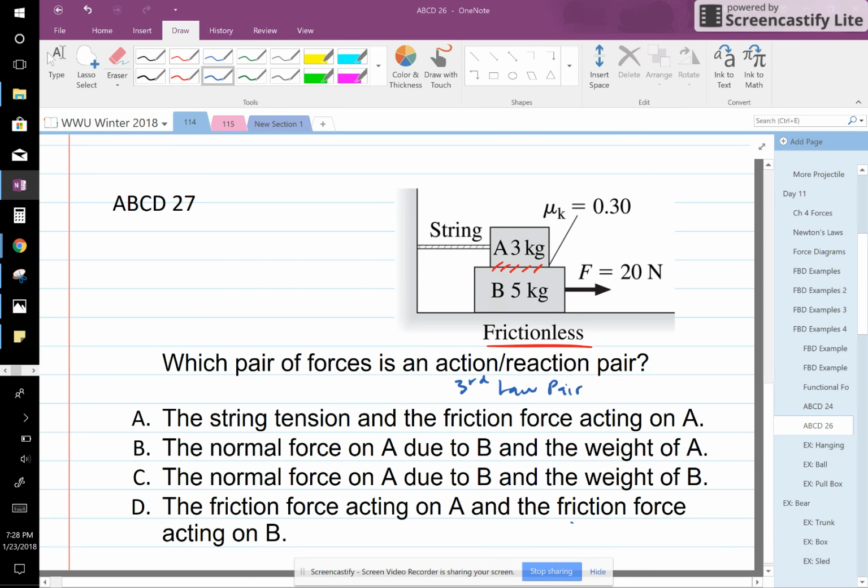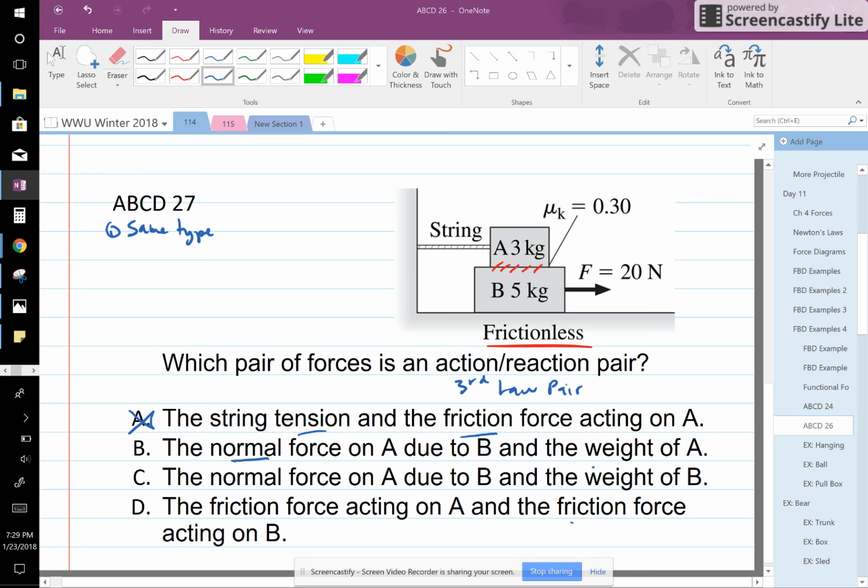is there are very specific conditions. The first one is that they're the same type. They have to be the same type of force. So I think actually with that one condition, we get rid of lots of options. In A, you have a tension force versus a friction force. Those are not the same type, so A is out.